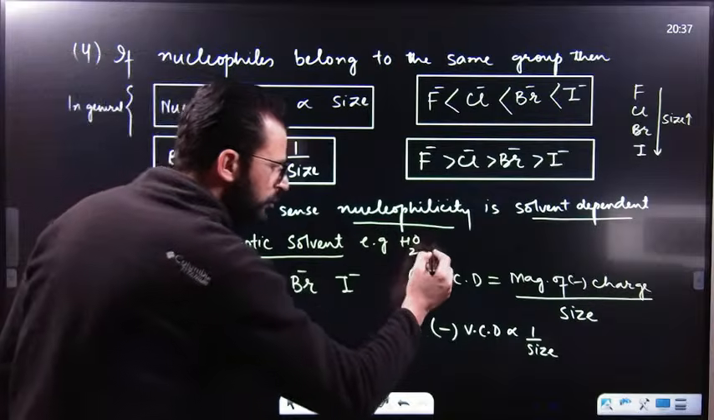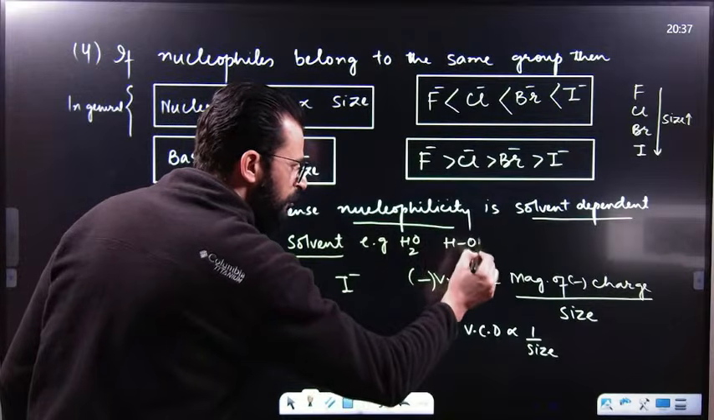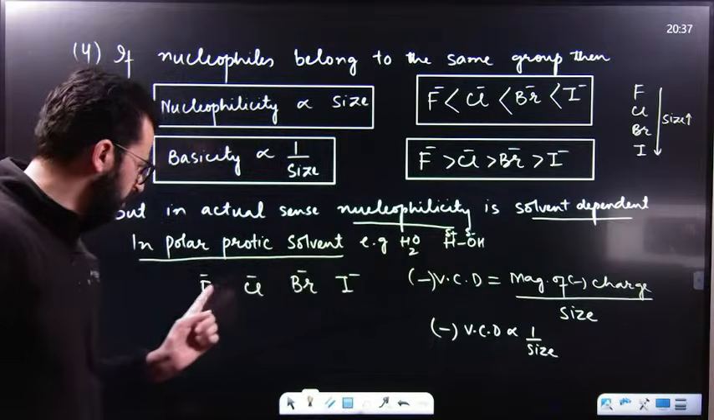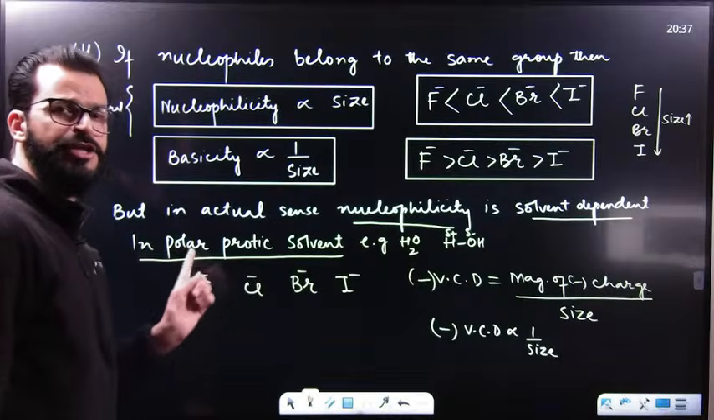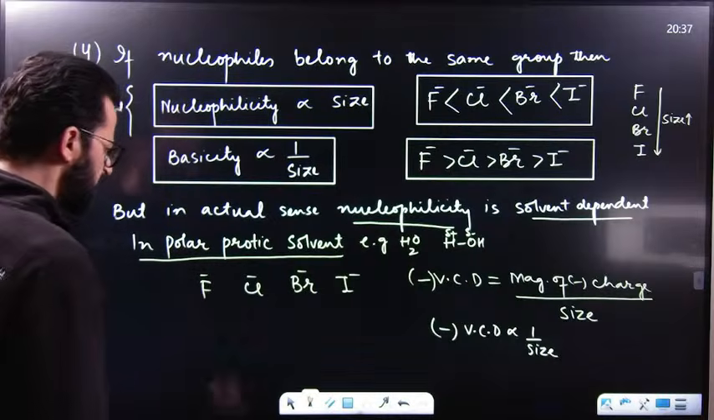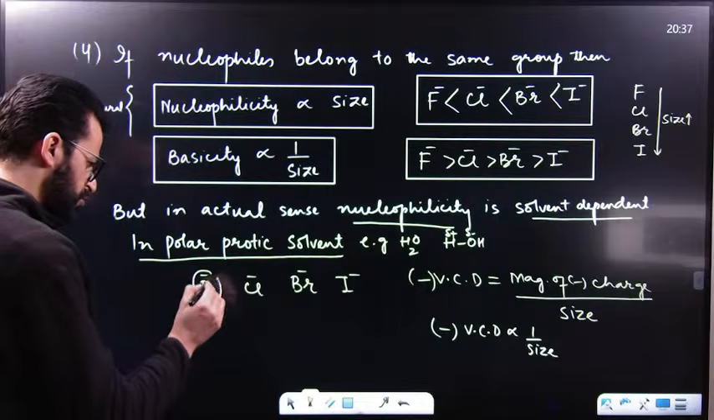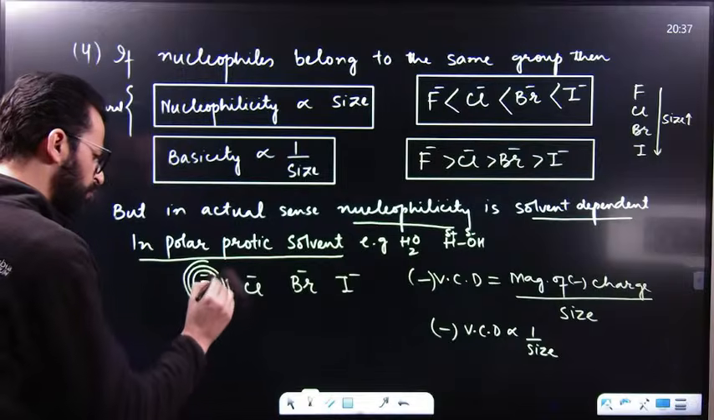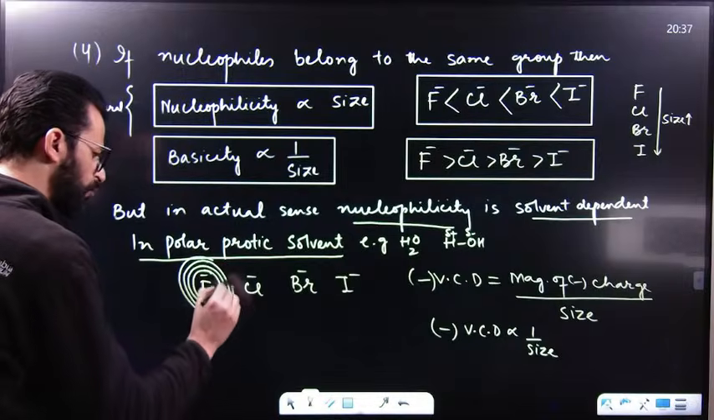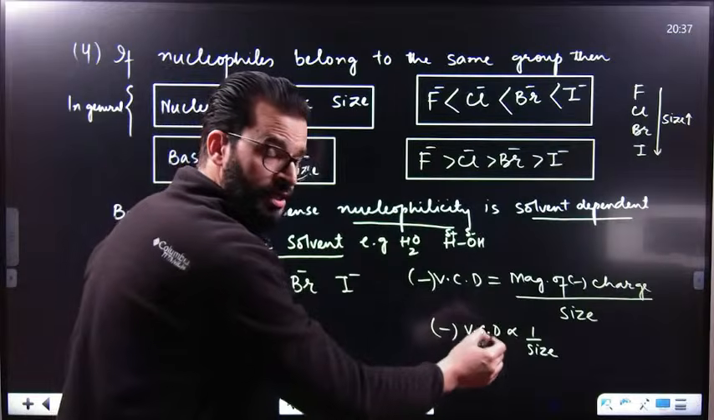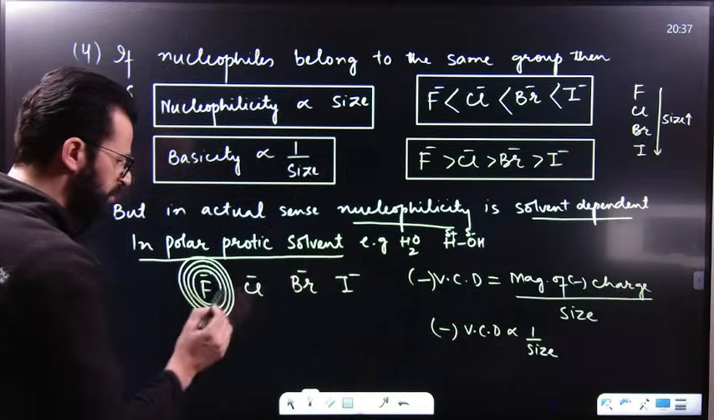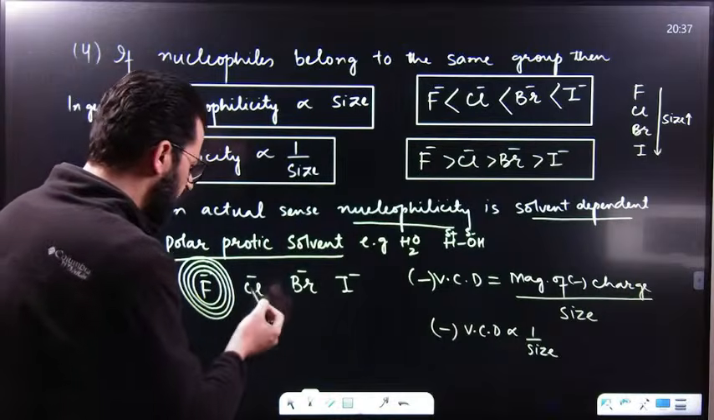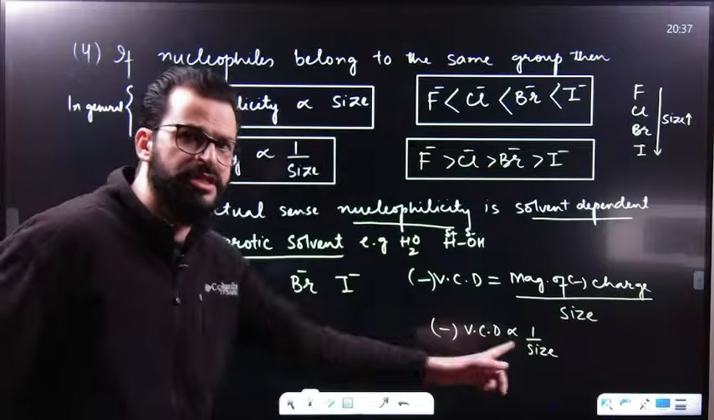Hence, as we know, water is a dipolar species. It's a dipole. So the positive part of water will surround this. Say hydration or solvation will take place. Can I say here solvation will be more? Why? Because the negative volume charge density of F minus is highest among Cl minus, Br minus, and I minus, because its size is smaller.